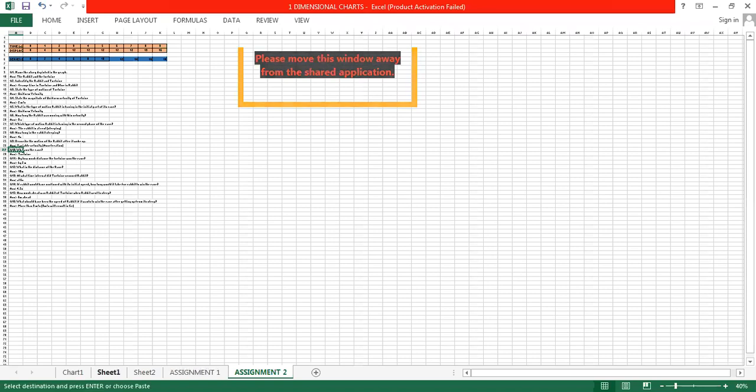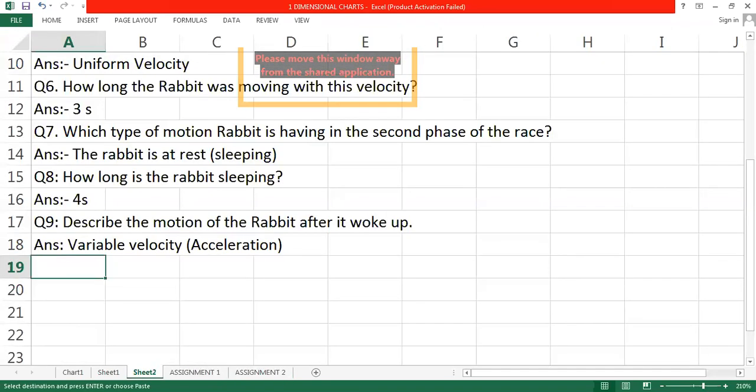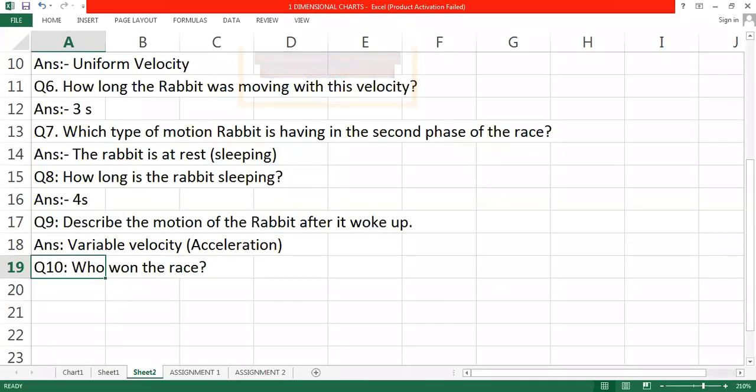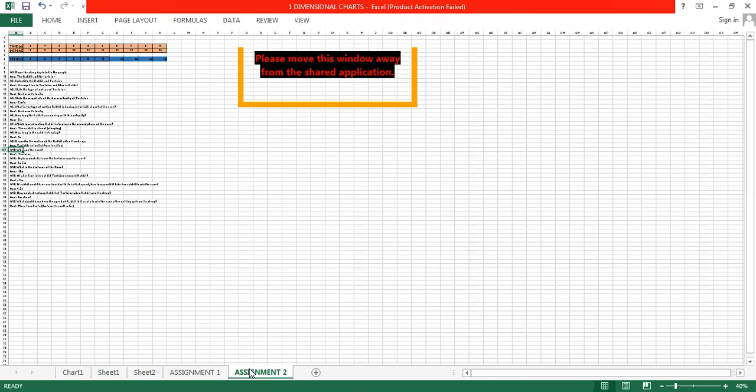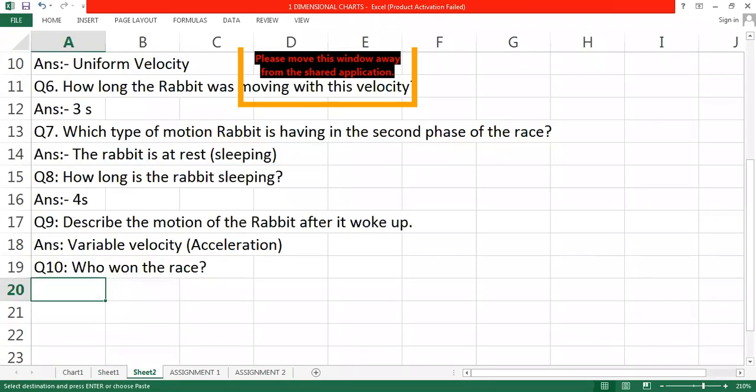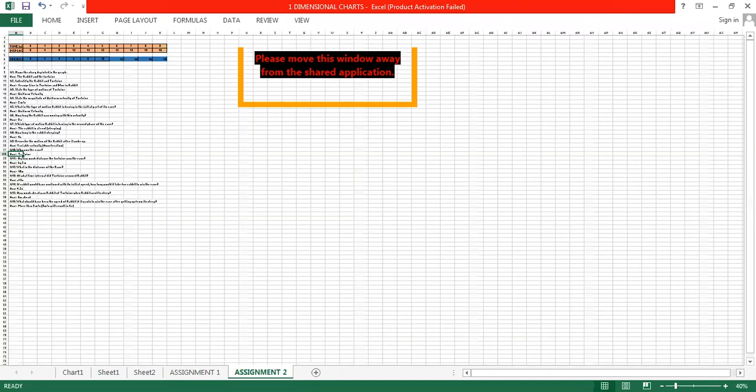Now next. Who won the race? Quickly. Now there's no need to say anything for this. Exactly, because that's the moral of the story. Okay, so no need to work on that. It's very simple, but even in the graph you can find out who won the race. Who won the race is very clear to you now. Very good. Because if you give the wrong answer, it means you don't remember the story.